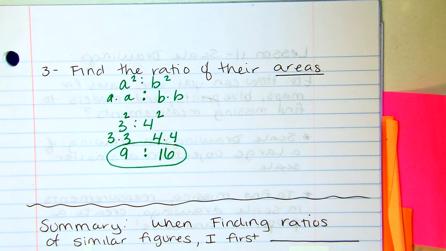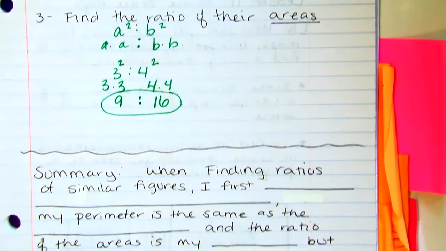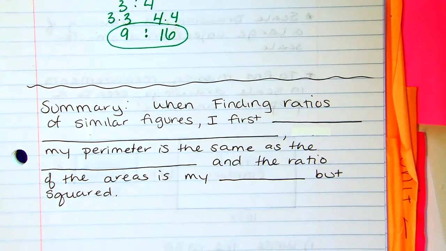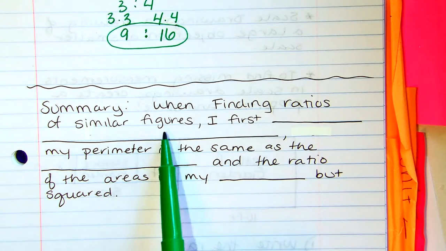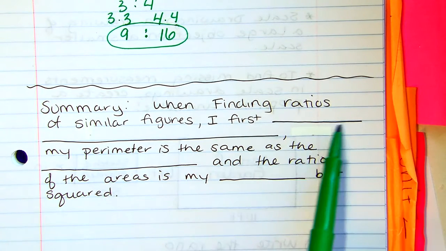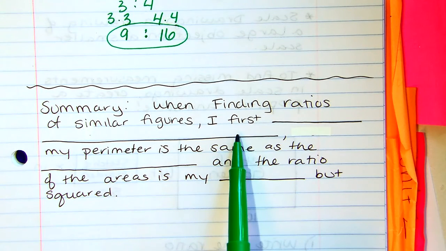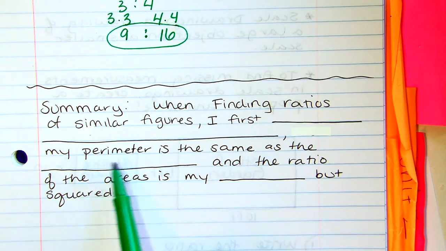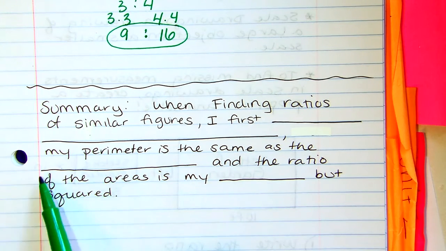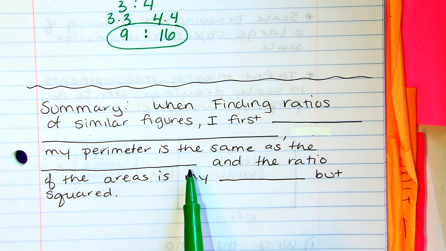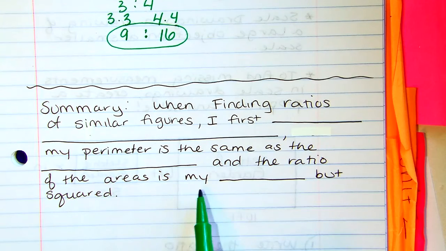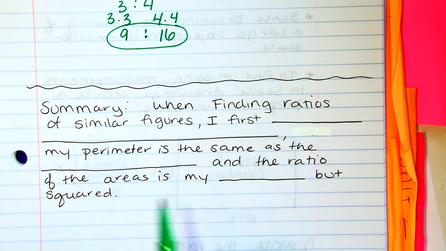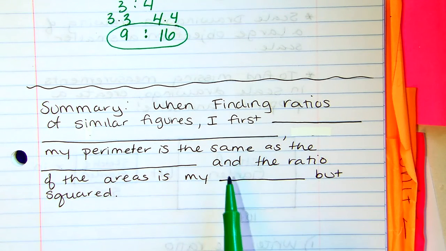Now, before I get going with your assignment, what I'd like you to do is to please answer this summary down below. It says, when finding ratios of similar figures, I first blank. Tell me what the first step is. My perimeter is the same as the blank. Tell me what that is. And the ratio of the areas is my blank but squared. Please fill in those 3 blanks.